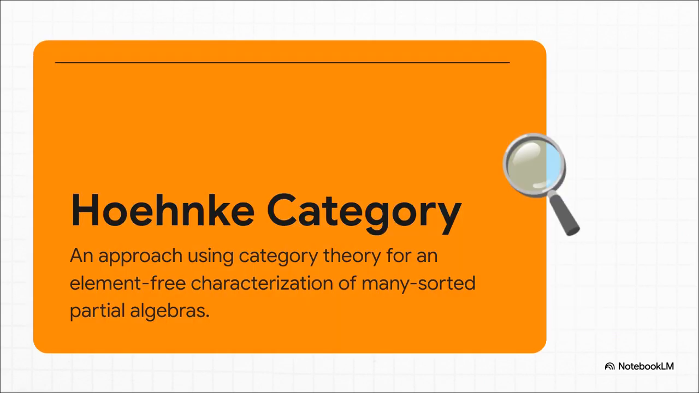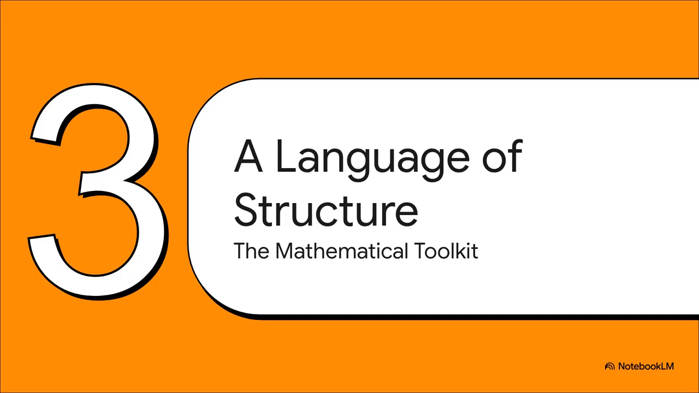And that's it. That is exactly what a Hoehnke category is. It's the formal mathematical tool that takes this whole element-free idea and makes it a reality. It uses this really powerful branch of math called category theory to focus only on the structure, the connections, the big picture stuff. So you might be wondering, how did Hoehnke actually build this thing? I mean, where did he even start? Well, he didn't do it in a vacuum. He really stood on the shoulders of giants and pieced together a seriously powerful mathematical toolkit.